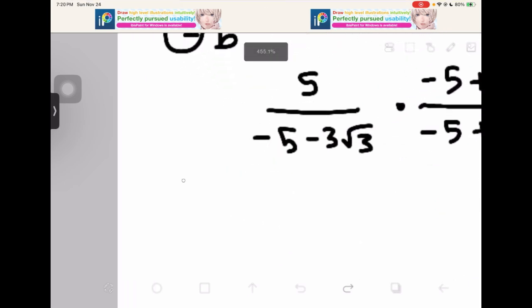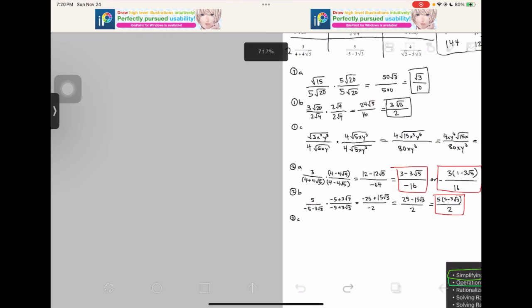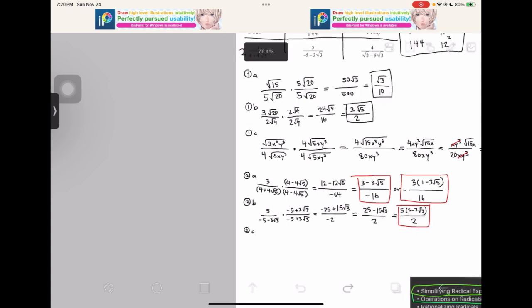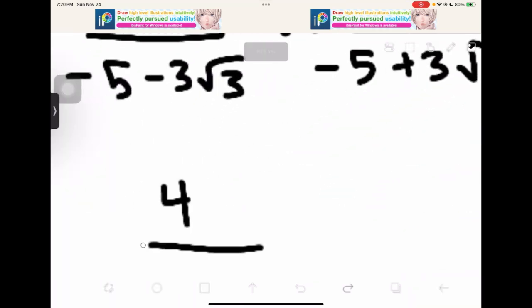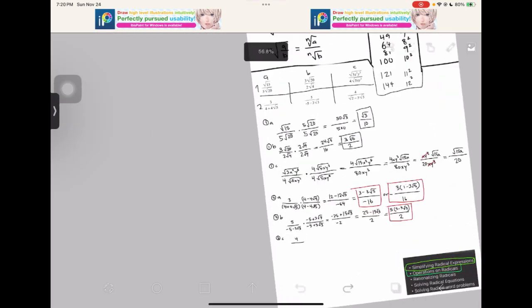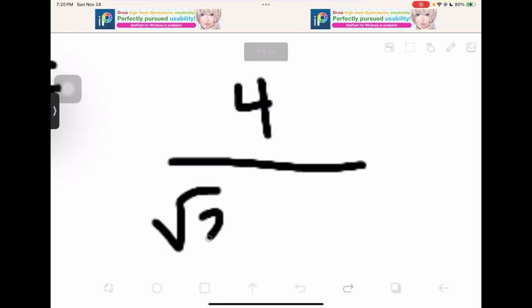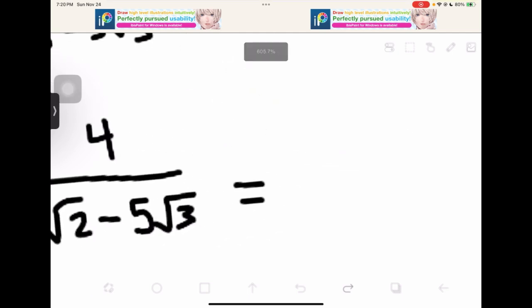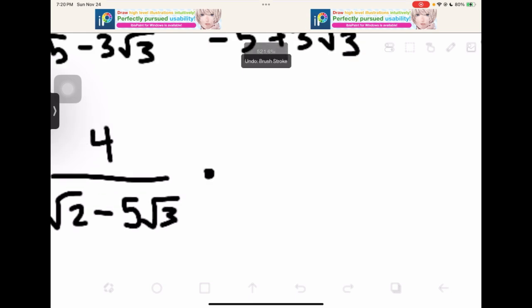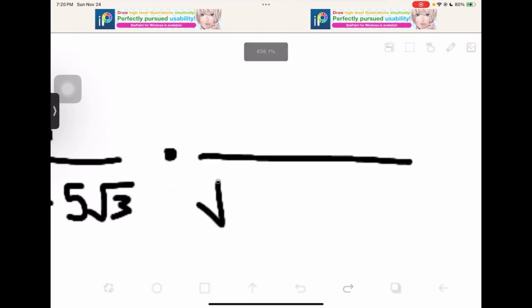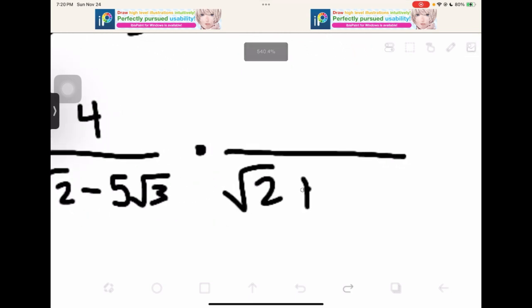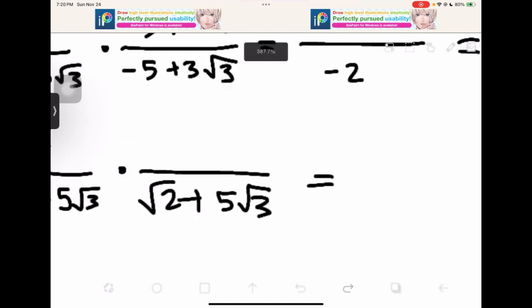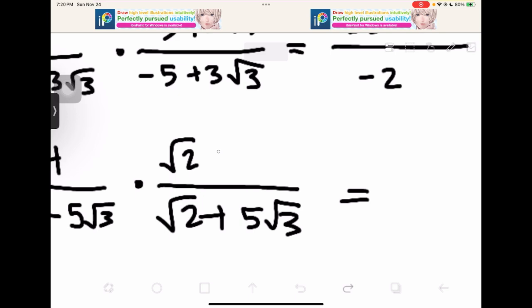Last but not the least is 2c. In 2c, we got square root of 2 minus 5 square root of 3, all over 4. And then we multiply by using the conjugate: square root of 2, this time plus 5 square root of 3. That is equal to, let me just put it here.